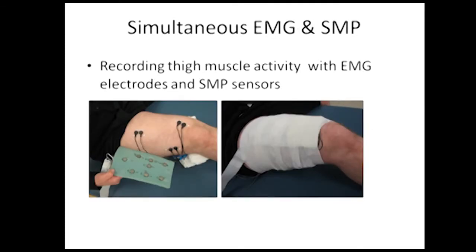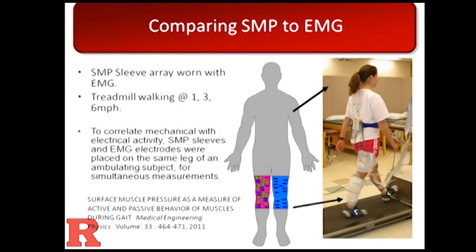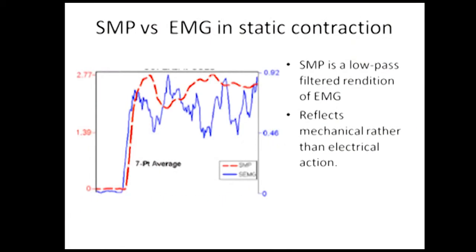And here, we're comparing surface muscle pressure, with these sensors, against simultaneous EMG on the quads, putting them on the same leg and then having subjects walk. We ran 10 subjects in this study, showing on one leg we had both the surface muscle force as well as EMG, and on the other leg we had just the EMG.